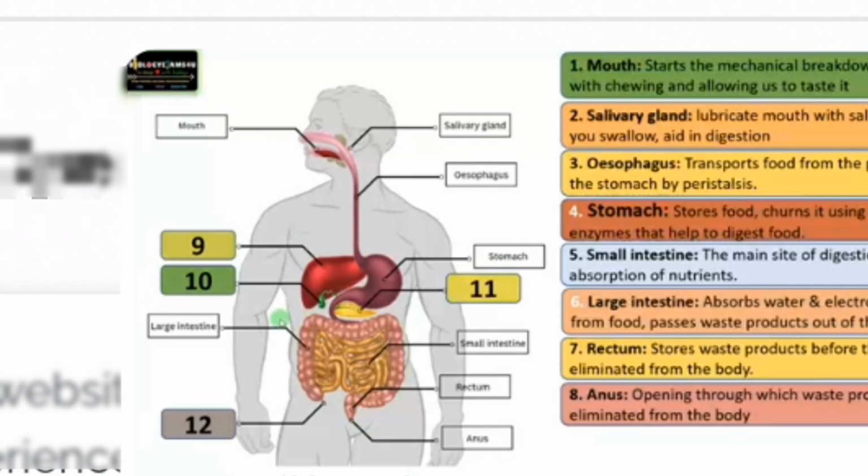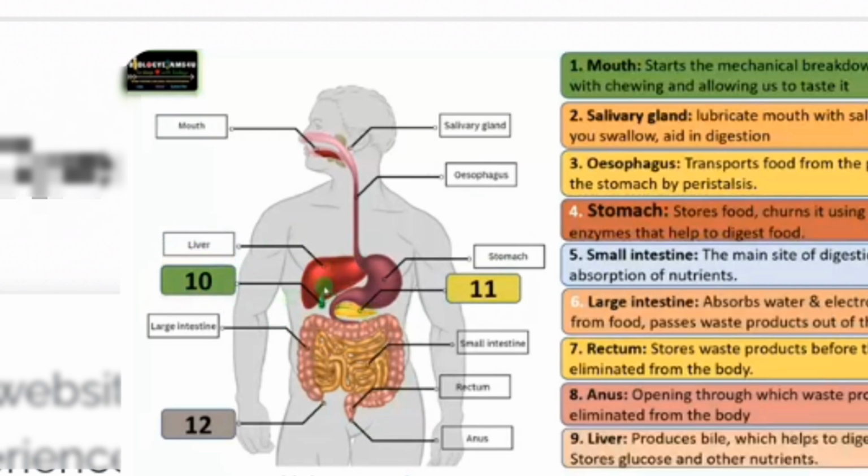Now there are accessory organs. The first one is the liver. Liver produces bile, which is necessary for digestion and absorption of fats. It stores glycogen. It also is involved in detoxification of harmful substances. The next one is the gallbladder. As you see here, this is a gallbladder. It stores bile, which is released into the small intestine when needed. That is essential for digestion of fats.